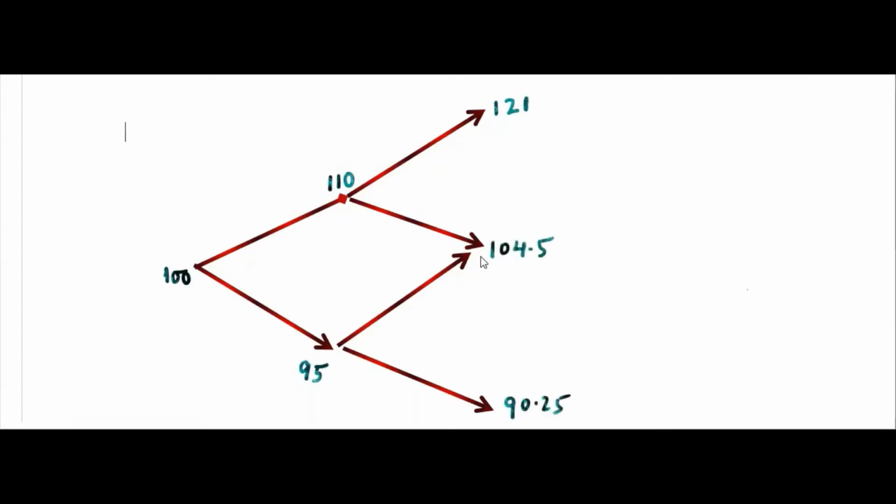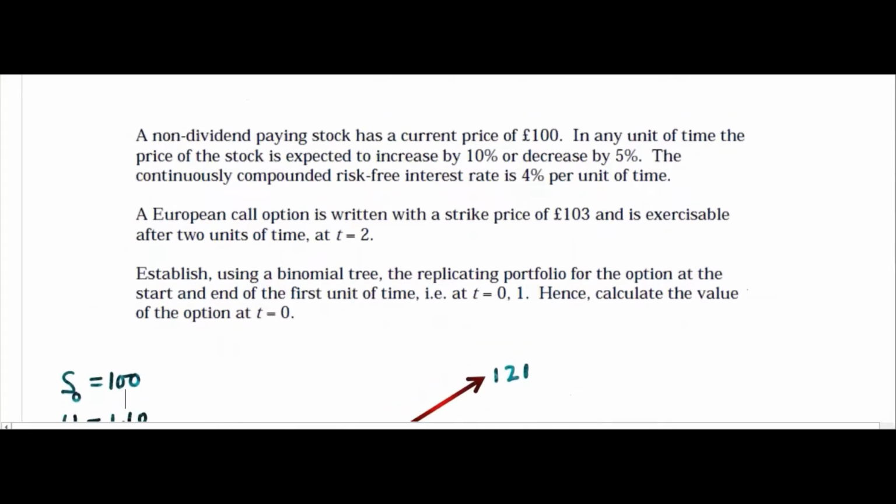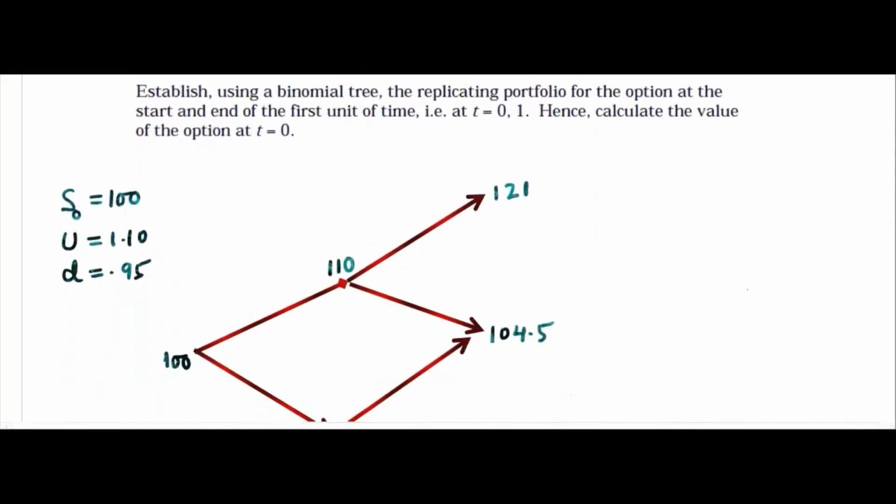So these are the stock prices, right? The present price I can write as S0 is 100, and U is 1.10, D is 0.95. This is given. Strike price 103.